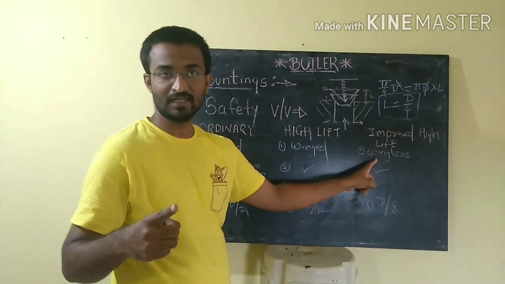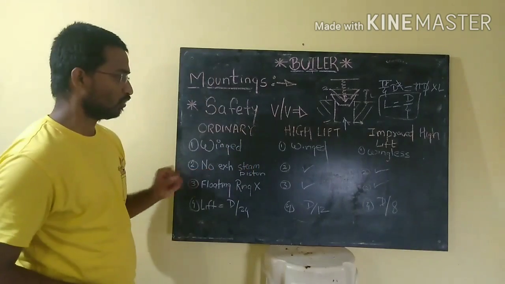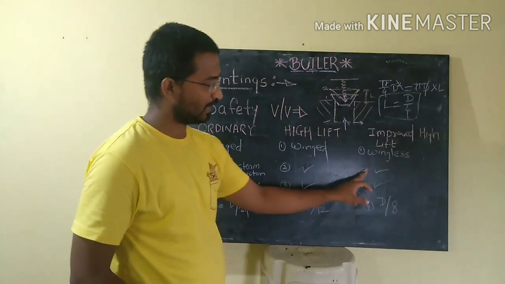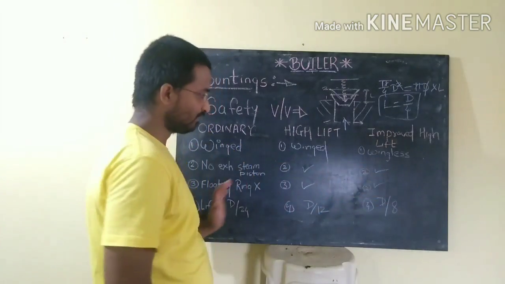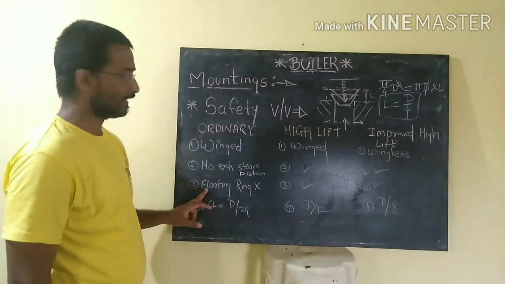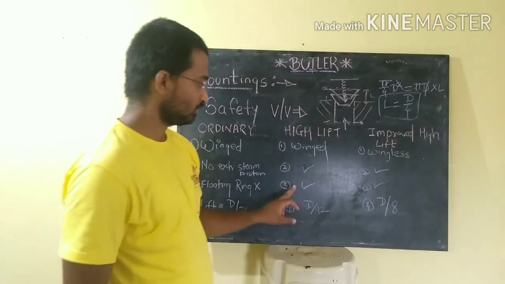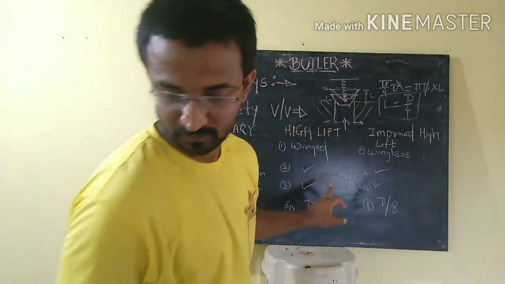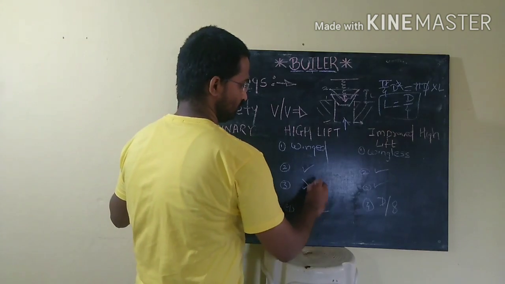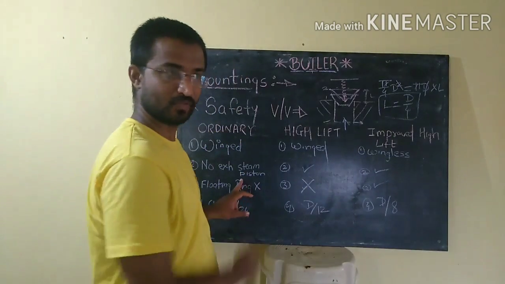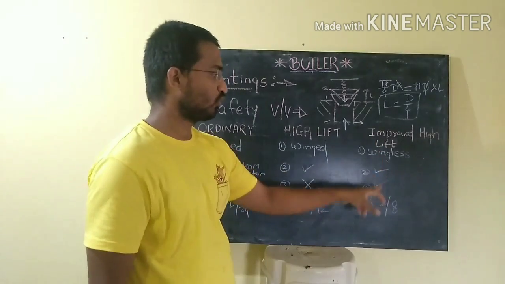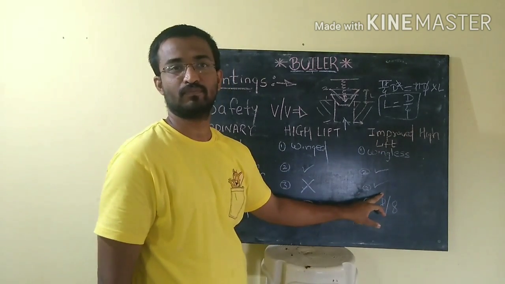First of all, the wingless safety valve. Second, no exhaust steam piston here. The exhaust steam piston is there. They have carried the exhaust steam piston. Whatever the development is happening is to increase the lift only. There is no floating ring in the ordinary safety valve. There is no floating ring in the high lift safety valve. Only the improved high lift safety valve has a floating ring.